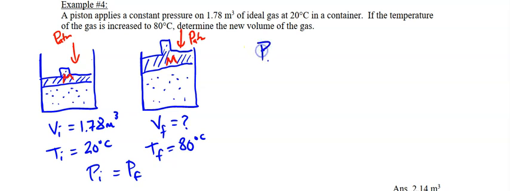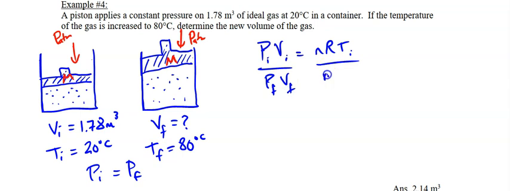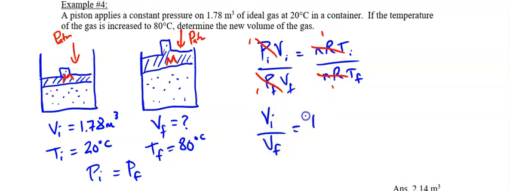We might go PV equals nRT, with P initial, V initial, T initial, and then P final, V final, and T final. And then we'll cancel out what's constant. We know that the pressure initially and pressure finally is constant. We know that there are no gas molecules leaking out, so the number of moles cancels out, along with the gas constant. So we end up with volume initial over volume final equals temperature initial divided by temperature final.